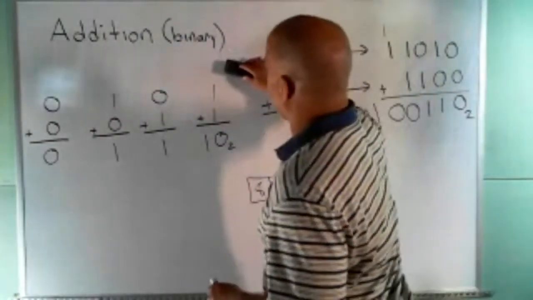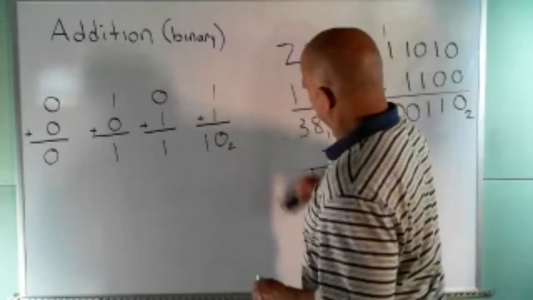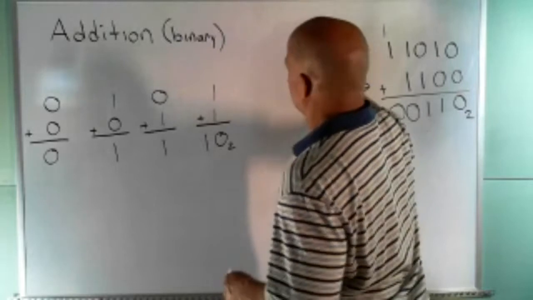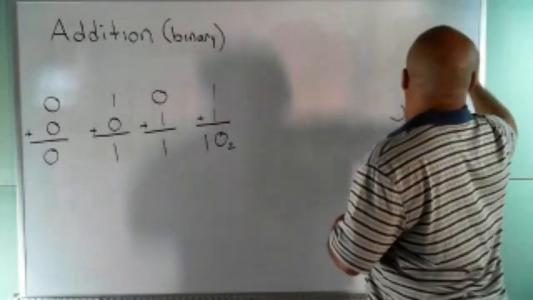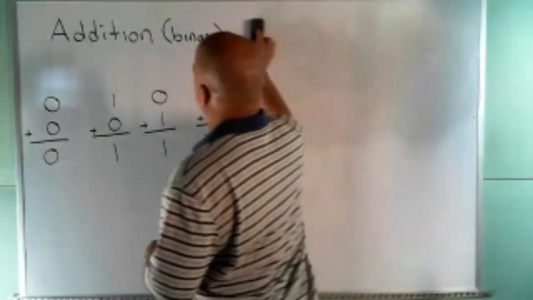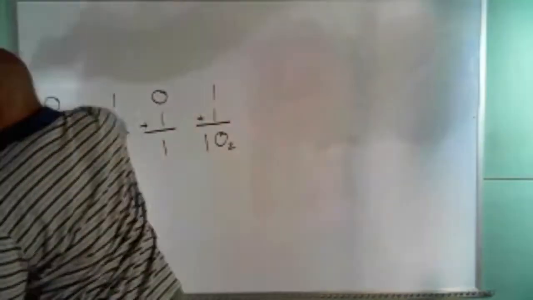Now I'm going to put the rules up. We'll get rid of this. And I'm going to put the rules up for subtraction. So this is binary subtraction.